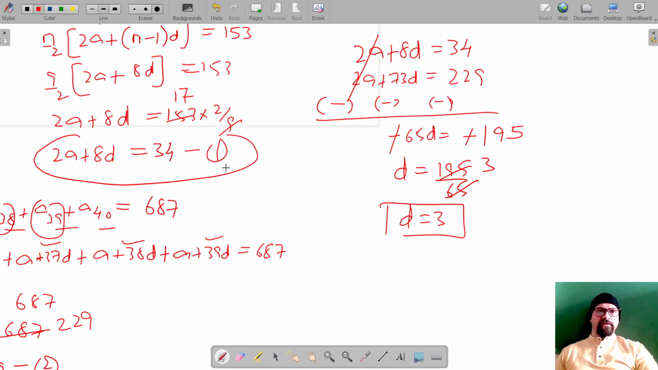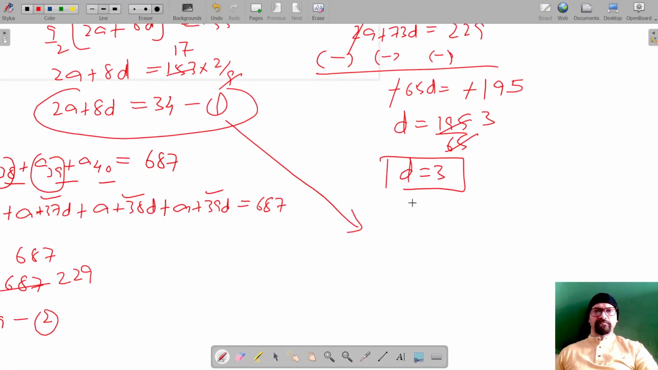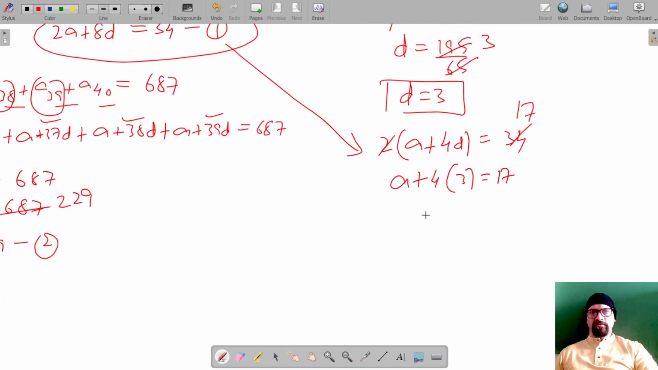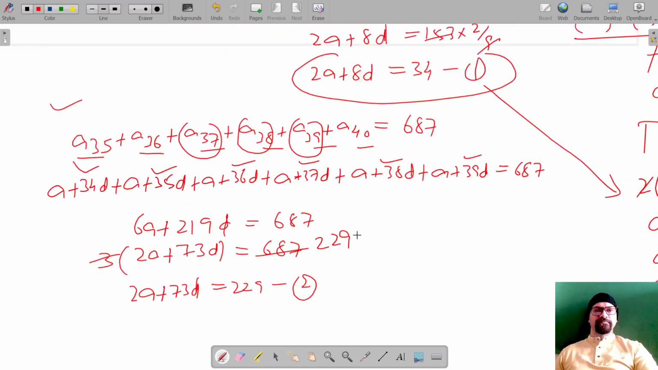And from the first equation, we can get the value of a. So the first equation can be written as, if we take 2 common, a plus 4d is equal to 34. So this is 17, and a plus 4 into 3 is equal to 17, which gives us a is equal to 17 minus 12, which is equal to 5. So the value of a is 5, and we are not done yet.